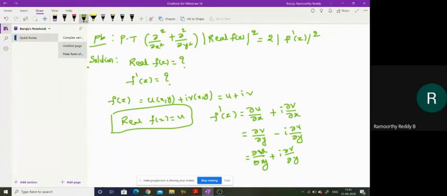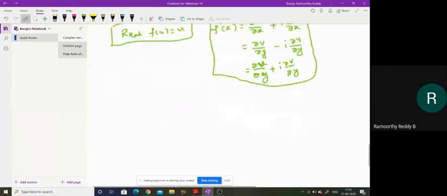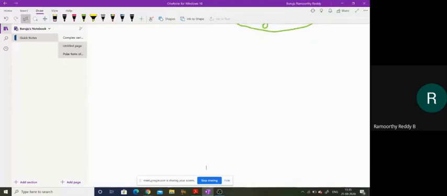Then f dash of z, with respect to x, means dou u by dou x plus i dou u by dou x. You can use Cauchy-Riemann: dou u by dou x is minus dou u by dou y. Or with respect to y, it means dou u by dou y plus i dou u by dou y. So this is your f dash of z. It is clear. No problem. If you have any doubts, ask now itself. This is a class, not an interview.